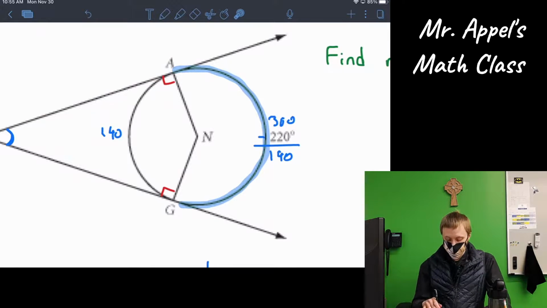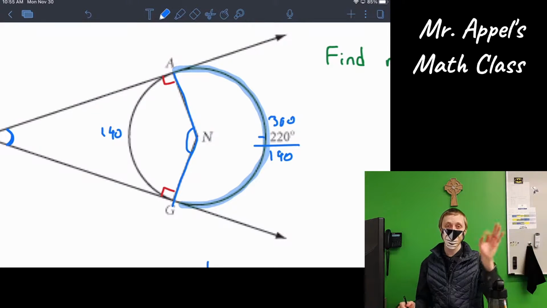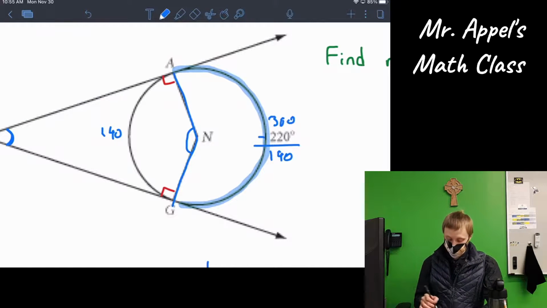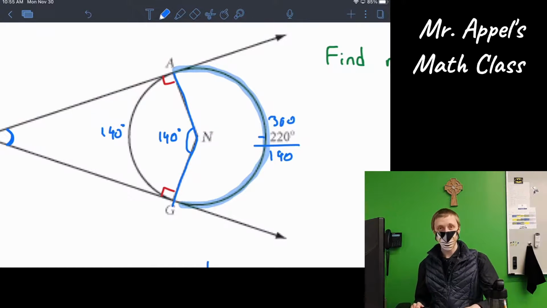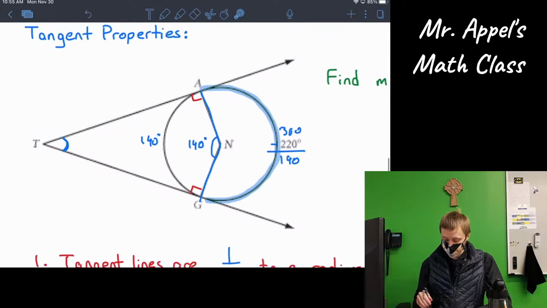And if you recall, central angles, like A and G, remember, the central angle always matches its intercepted arc. So whatever this arc is, this central angle will be also, so this is also 140 degrees. That's pretty convenient, right? So we can just subtract from 360 to get this side, and that matches that side.